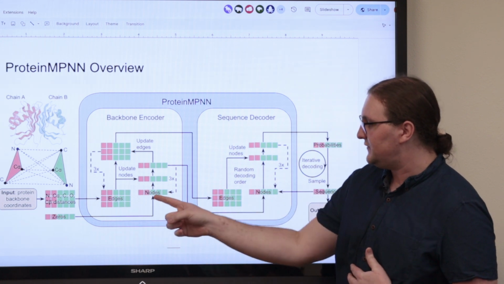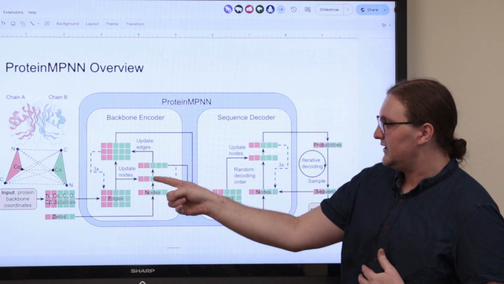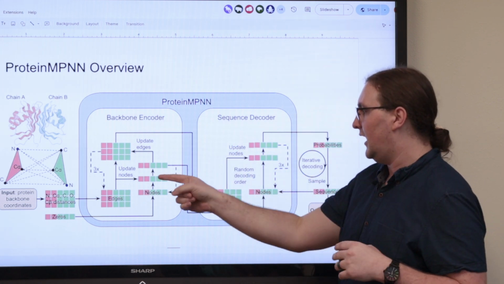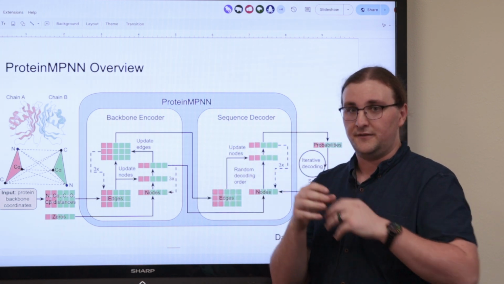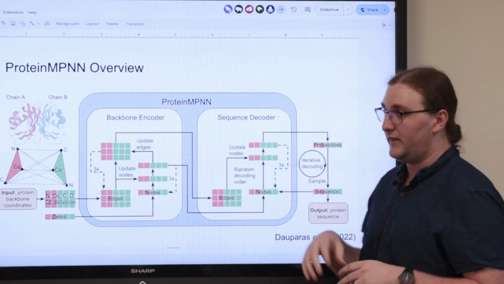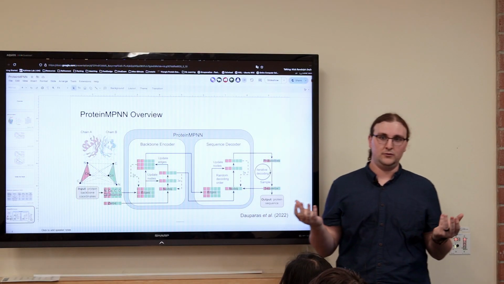So we have our initial nodes and edges. The nodes get updated by passing messages between their nearest neighbors. The neighbors then update their edges between each other. This happens 3 times, and that's the encoded backbone of the structure.